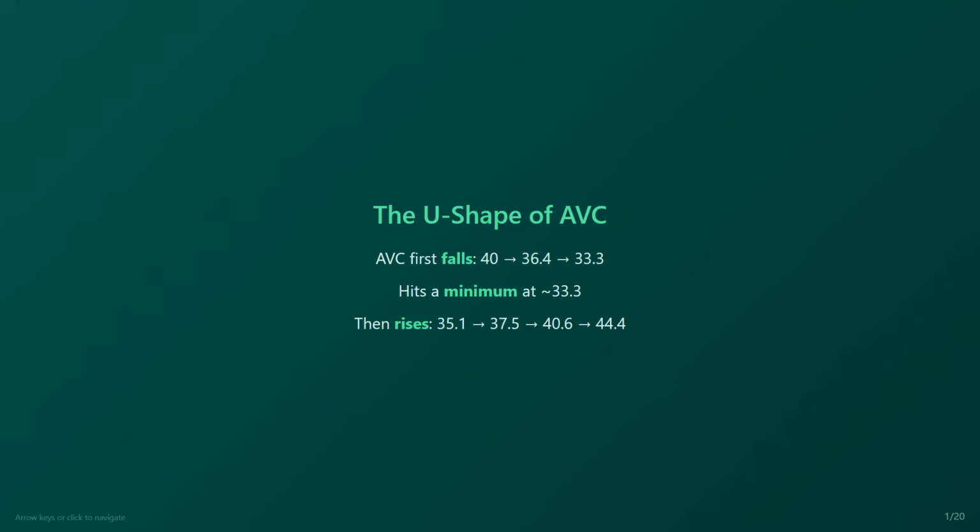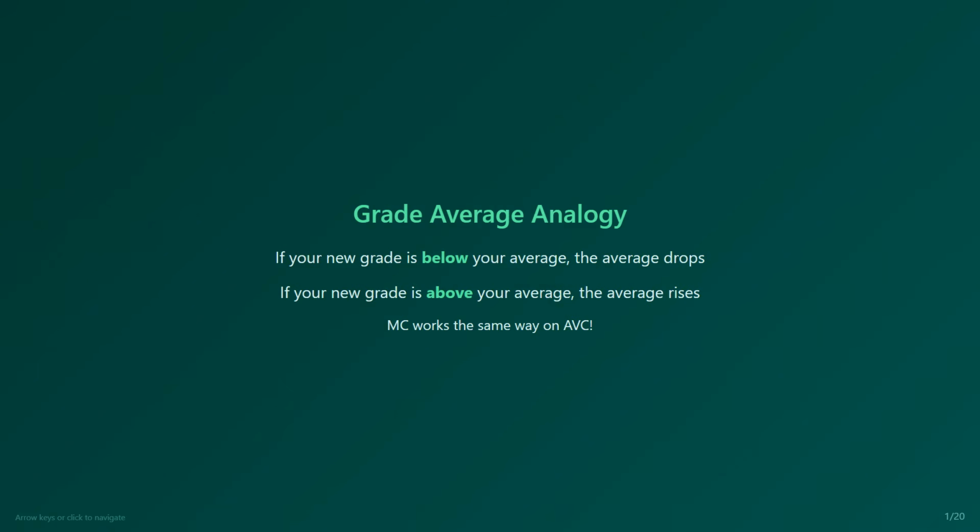Now pay attention to something very important. The average cost per unit doesn't just rise, it forms a U-shape. At first, it falls: 40, 36.4, 33.3. Then it reaches a minimum point, around workers 3 to 4, where AVC is 33.3. From there, it starts to rise: 35.1, 37.5, 40.6, 44.4. This is the classic U-shape.